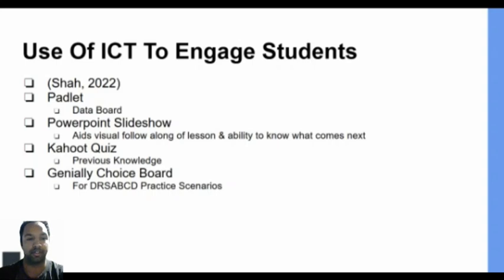I used Kahoot quizzes to present students with the ability to engage with the previous class's learning in a condensed and interactive manner compared to an oral or paper-based test.